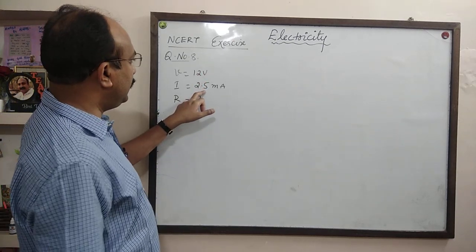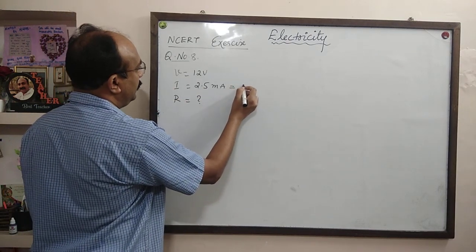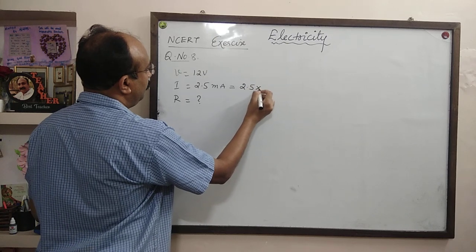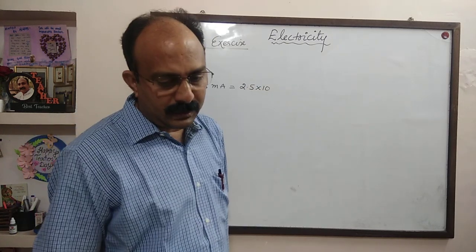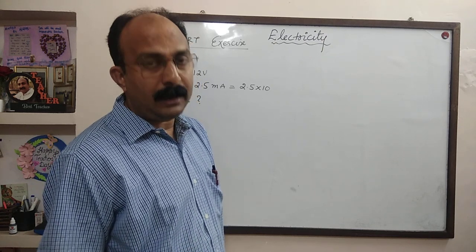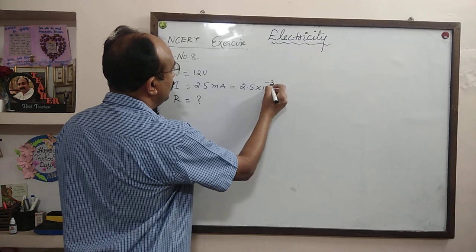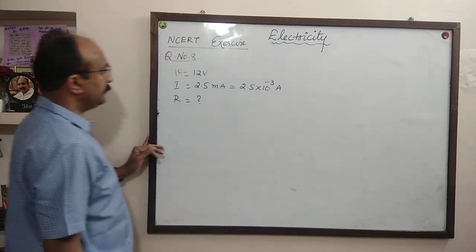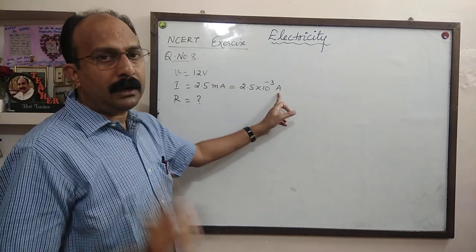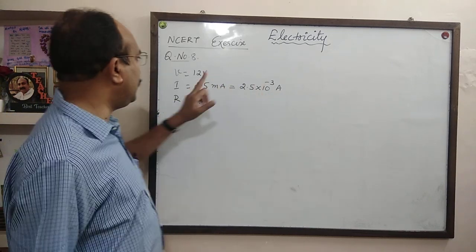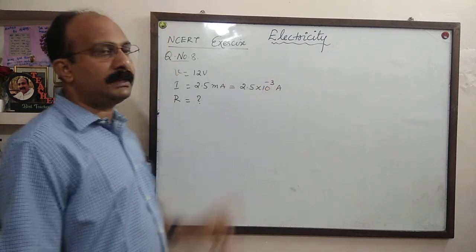So you must see one thing here. I is given in milliampere. What is the conversion of milliampere into ampere? Milliampere means upon 1000. So 2.5 into 10 raised to minus 3 ampere. So make sure that V and I are always in the SI unit. If it is milliampere, divide by 1000 or multiply by 10 raised to minus 3.